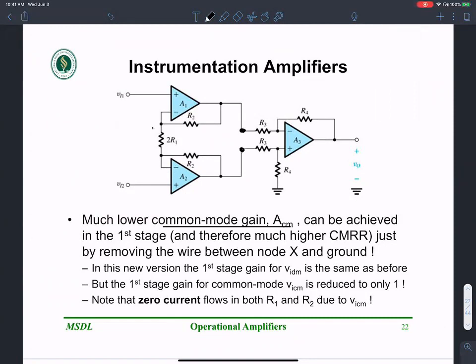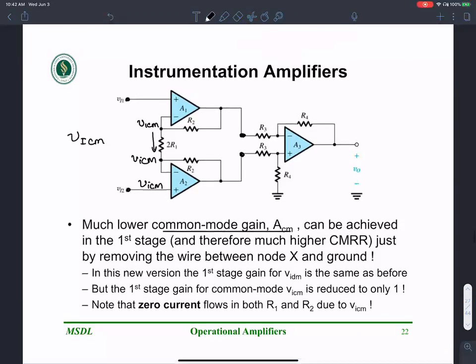there is no current flowing through this resistance. If you think about it, both of these signals are exactly the same. So common mode, V input common mode. When I apply a V input common mode here, this turns out to be V input common mode as well because of virtual short. So the two ends of the resistance have the same voltage, and there is absolutely no current flowing through this resistance. Because there is no current flowing through this resistance, there is no current flowing through that resistance either. So the overall voltage is going to be zero here.